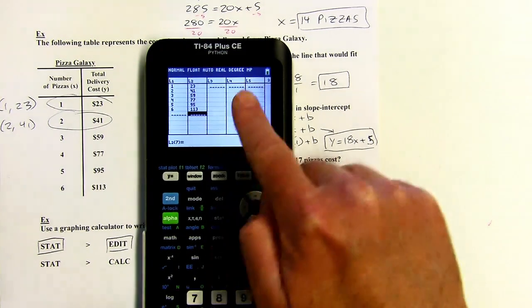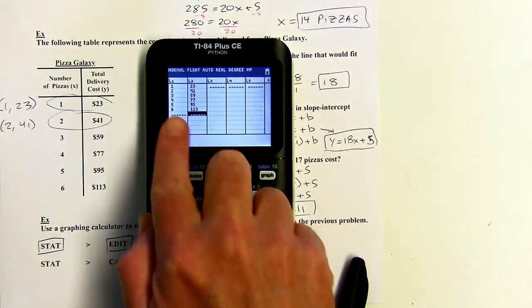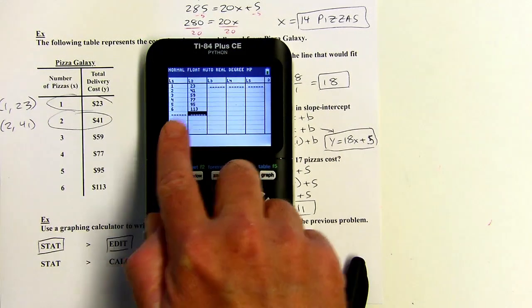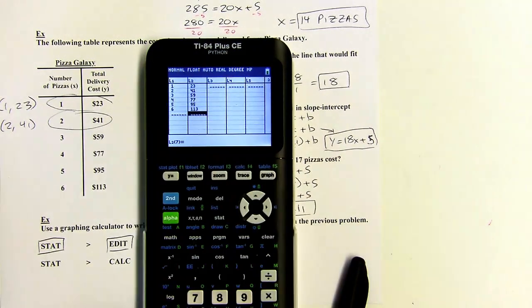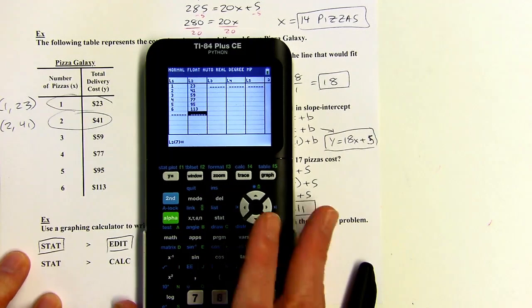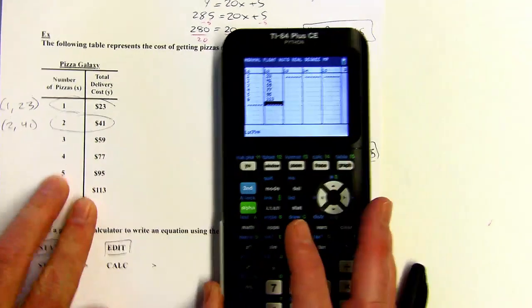So you want to make sure you don't have anything in the other lists, and also make sure you have the same amount of x's as y's. If you have a different number of them, it's going to mess this up. Okay, so I got all of that data now stored in my calculator.